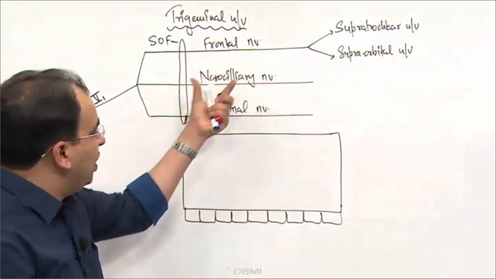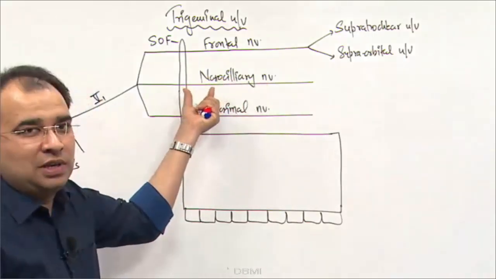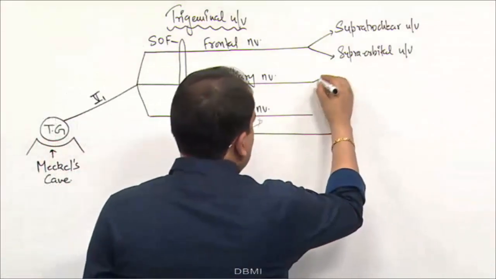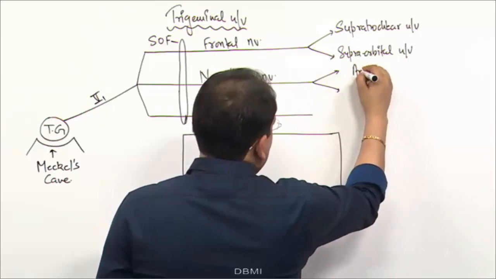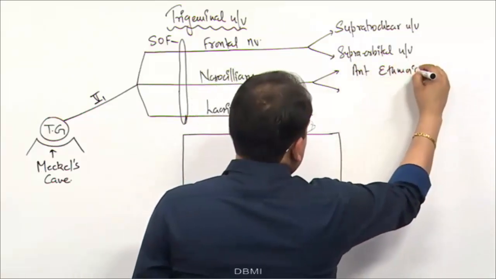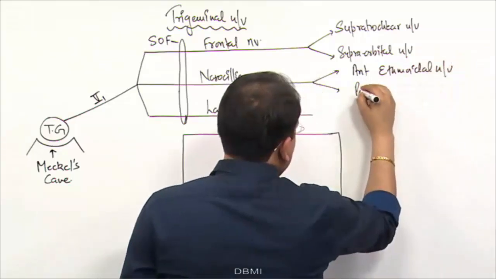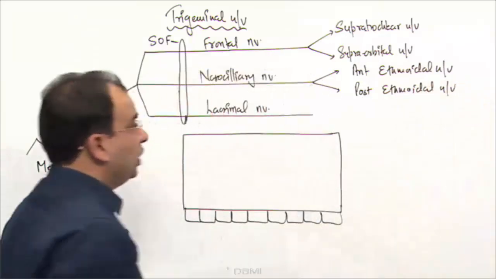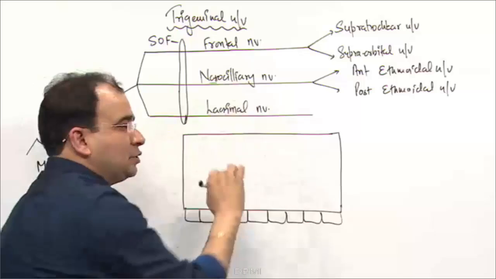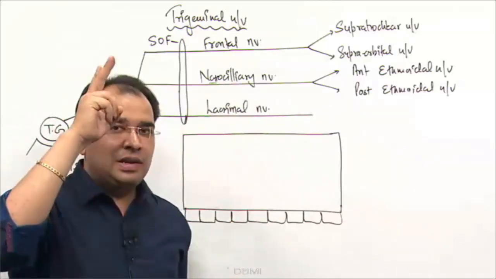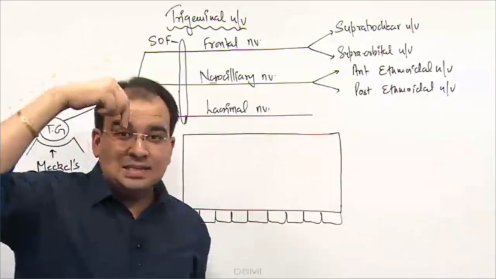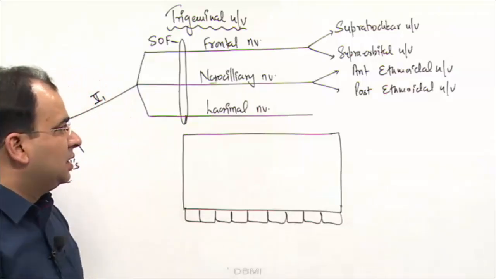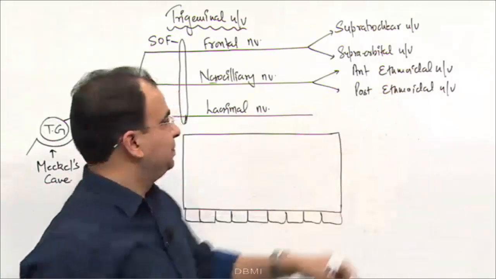Nasociliary, naso and ciliary. So let me take hold of this naso part first. The naso is all about the ethmoidal nerves. We have the two divisions here called anterior ethmoidal and posterior ethmoidal nerve. The two ethmoidal nerves actually represent the word naso, because the ethmoidal nerve will go into the cranial cavity to supply the dura mater, and then come into the nasal cavity, supply nasal mucosa and air sinuses. So anterior ethmoidal and posterior ethmoidal nerve.